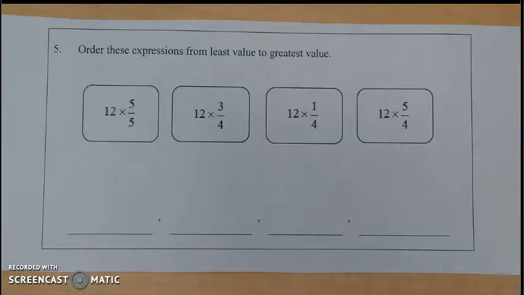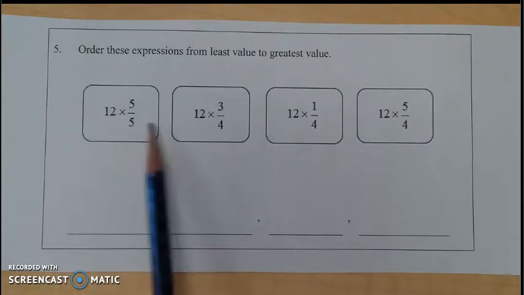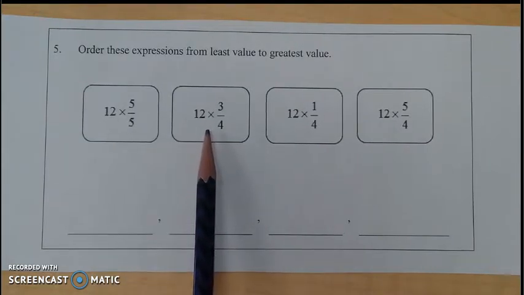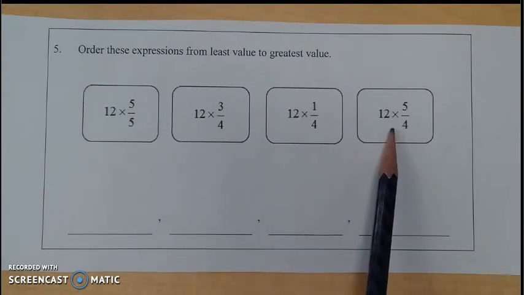Hi Westtown families. This video is going to show you how you can multiply whole numbers and fractions, as well as order those answers from least to greatest. The question says, order these expressions from least value to greatest value. We'll go ahead and take a look at the expressions that we have. We have 12 times 5/5, 12 times 3/4, 12 times 1/4, 12 times 5/4.